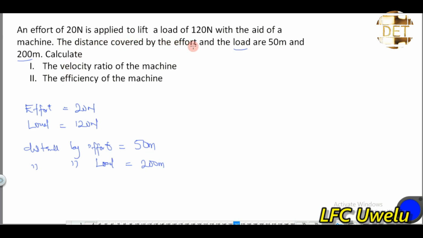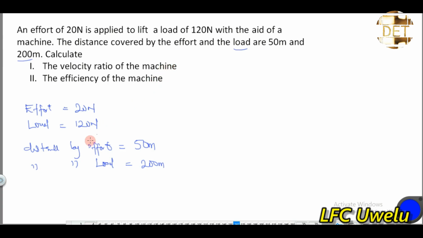The distance covered by the effort and the load are 50 meters and 200 meters. So that's what we have here. Distance covered by the effort is 50 meters. Distance covered by the load is 200 meters. Then the question is: calculate the velocity ratio of the machine. So what is the velocity ratio of the machine?